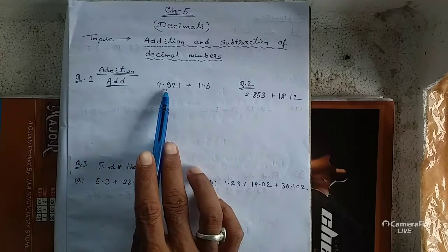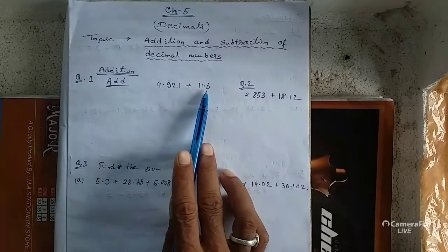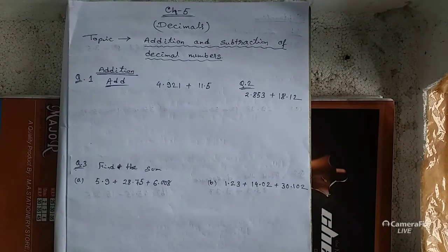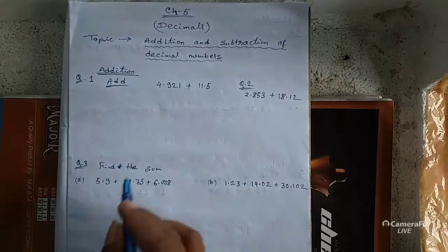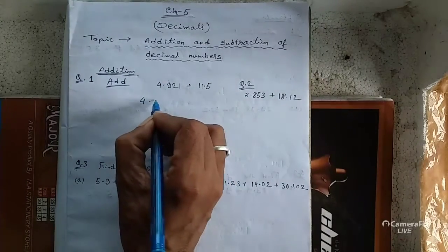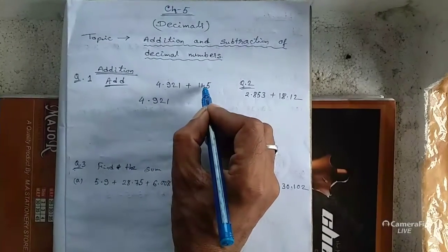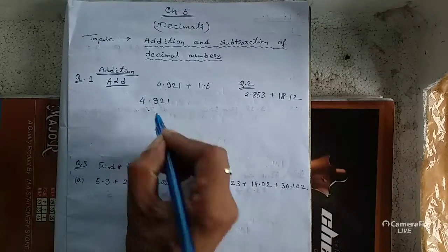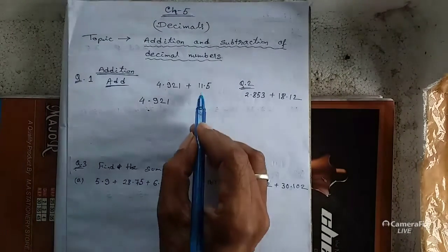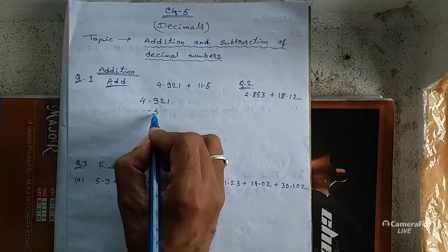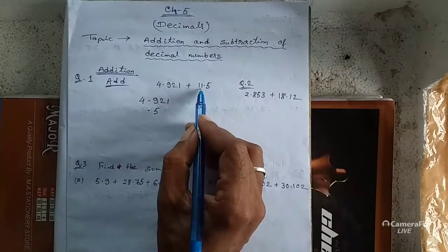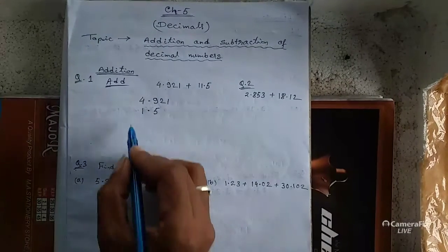Add 4.921 plus 11.5. In case of addition, the main thing is to first arrange the decimal numbers in the proper way. See here, 4.921 is the first number. We will write the first number above. Now, second number: first we put the decimal at the place of the decimal. On the right side of the decimal there is 5, so put 5 just below 9.